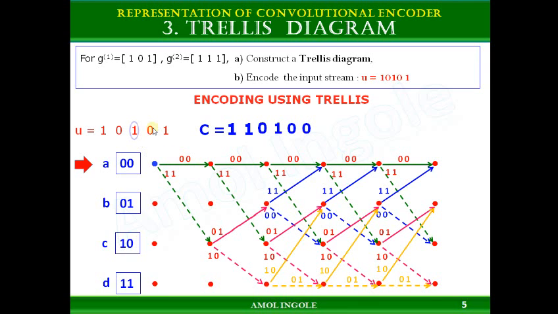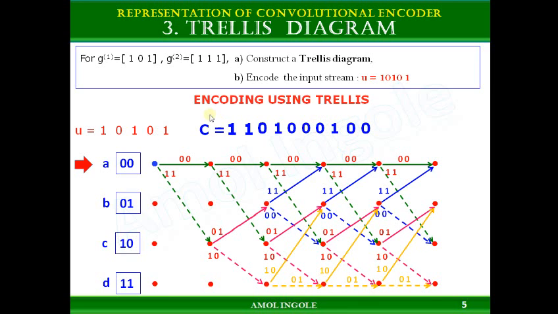Let's consider the next input bit, which is 0 now. Input bit is 0. So from this, you have to follow the darker line. Why? Because input bit is 0. So from this node, you can follow the darker line leaving this node, and that will give you output bits 0 1. So this 0 1 output is written here.